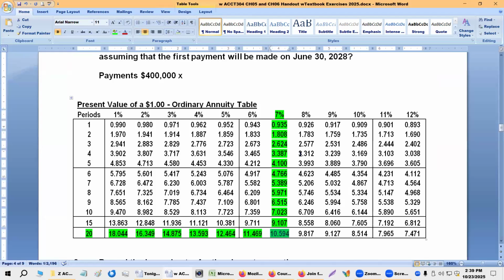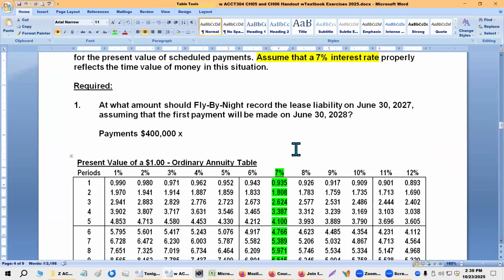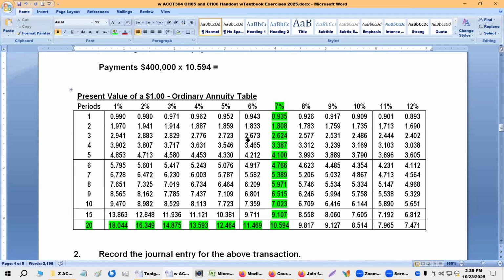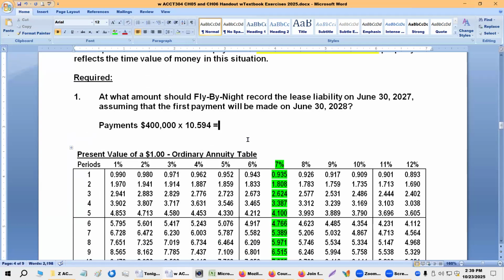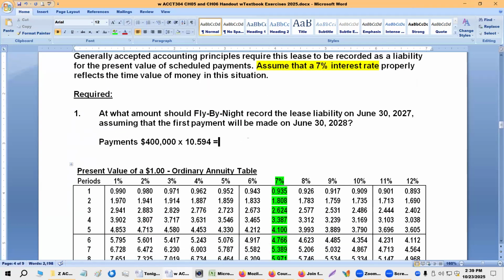10.9, 10.594. Let me double check that to make sure. 10.7%, 20 periods. Okay. So this is what the liability should be on our books, and we're going to have an asset for that on the books too.